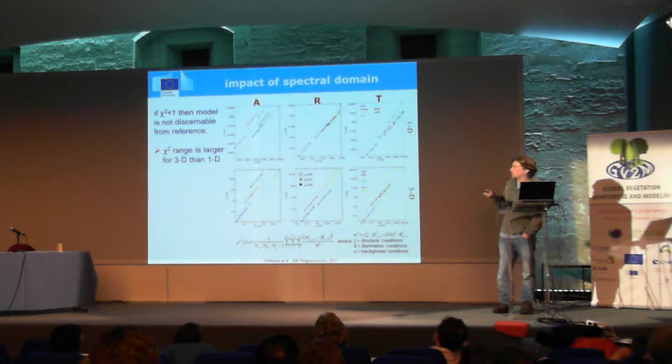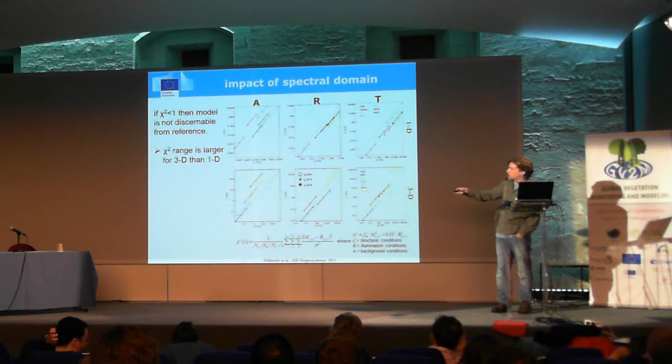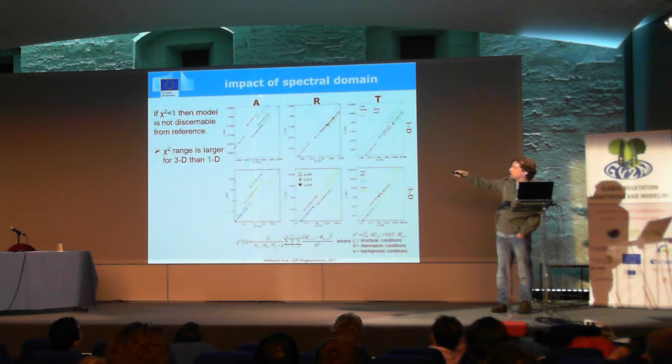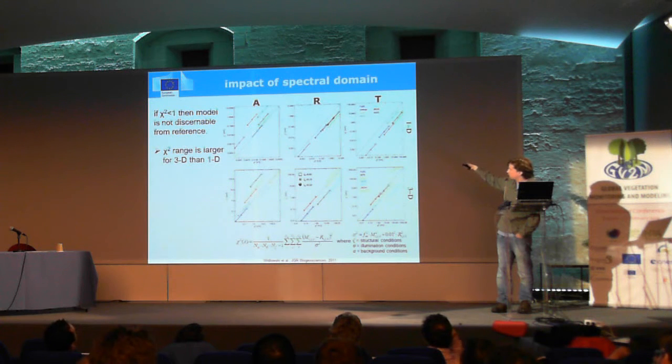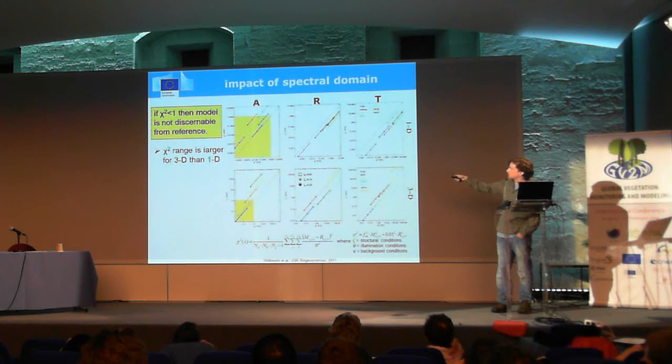Now, this slide's quite complex, but this is essentially the comparison against reference data, and a calculation of chi-square, with the near-infrared on the y-axis and visible on the x-axis for each of the models. Each is for the absorption, reflectance, and transmittance for 1D and 3D cases. Each colour represents a different model. It's quite difficult to see, but there's a box and a one chi-square line for each central waveband in each of the plots.